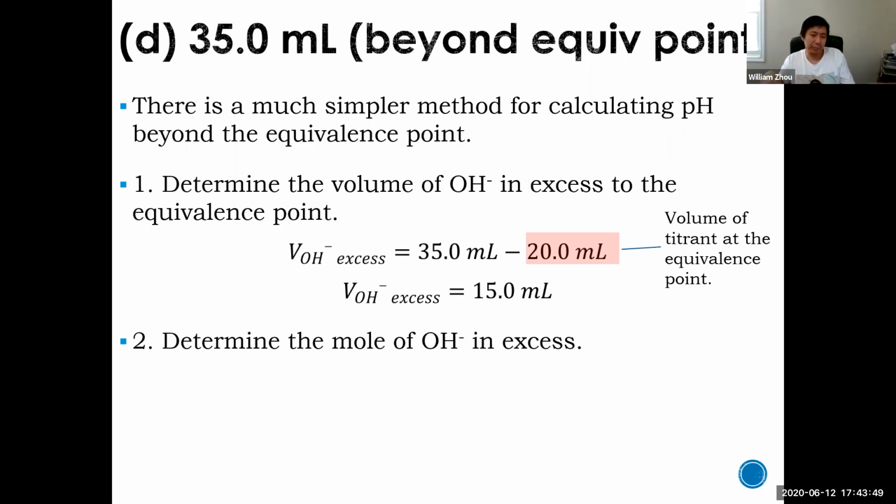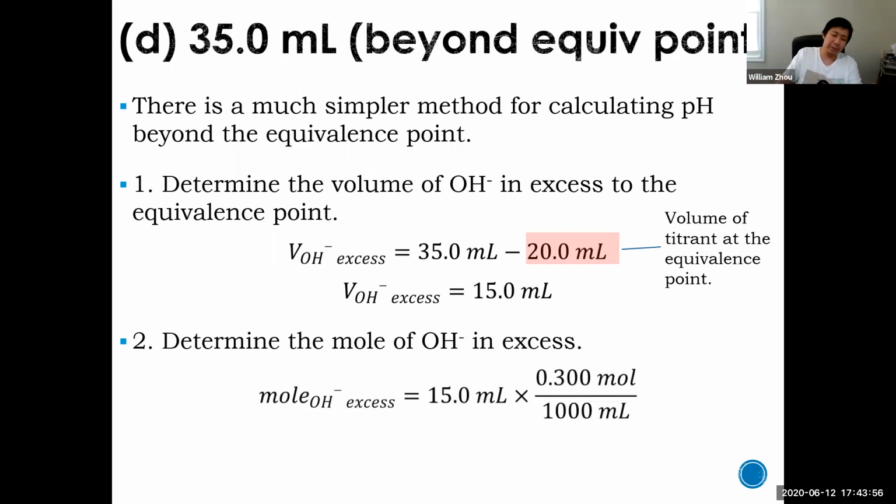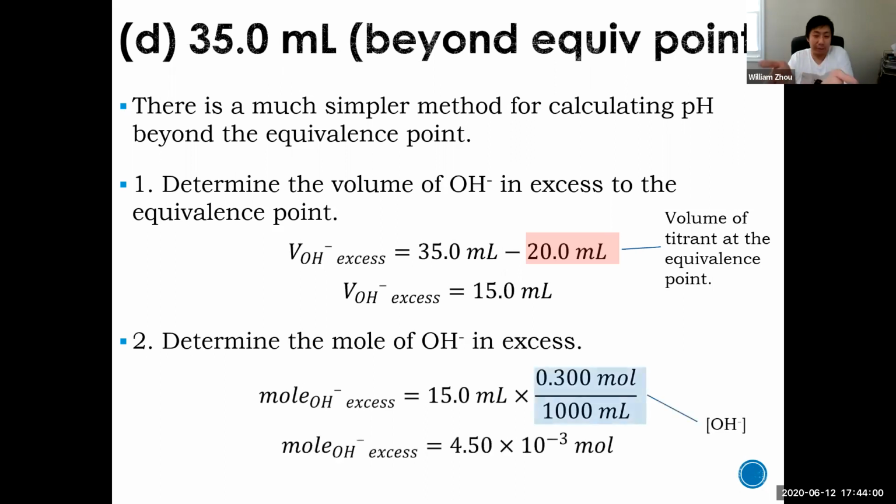Okay. How many moles of hydroxide exist in this extra 15 milliliters? So you can just take the 15 times the concentration. You will get this number. There, you skip all of that subtraction from the acid. You basically did excess base. You have in excess 4.5 times 10 to the negative 3 moles of base. And then, of course, divide by total volume, negative log, you have the pH.